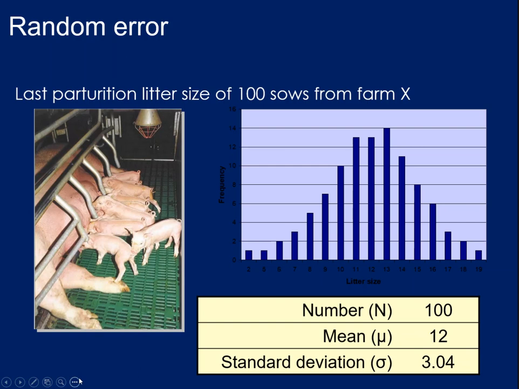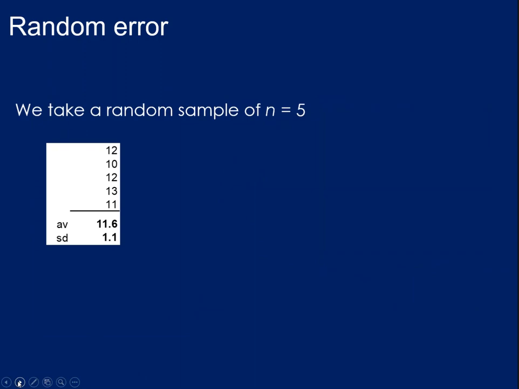Now if we went in and just sampled from the data that we had about that, and we said, okay, I'm going to randomly sample 5 sows and record their litter size, then we might get something like we have here, where we have 12, 10, 12, 13, 11, and we're estimating an average of 11.6 with a standard deviation of 1.1. So our estimate of the average litter size is a little bit smaller than the truth.